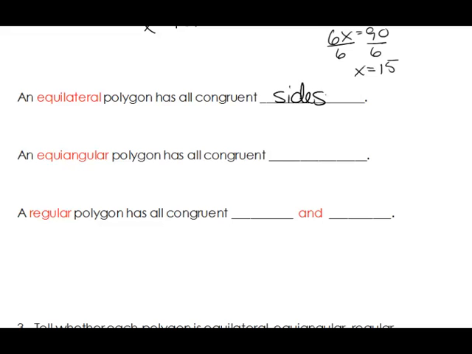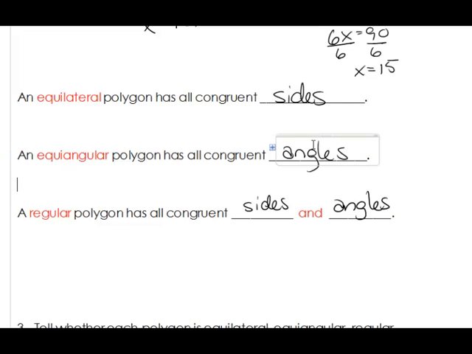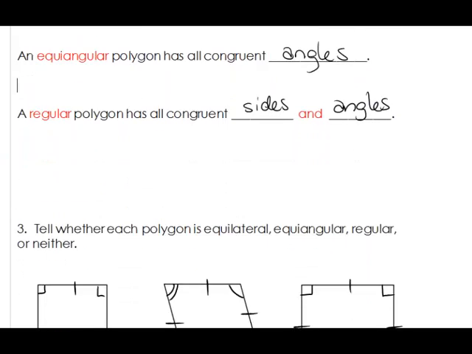Okay, an equiangular polygon has all congruent, well, equiangular with respect to triangles meant congruent angles. Same thing with polygons. Okay, a regular polygon has all congruent sides and angles. So actually the word regular means any polygon is both equilateral and equiangular. Okay, go ahead, check down to the next problem.